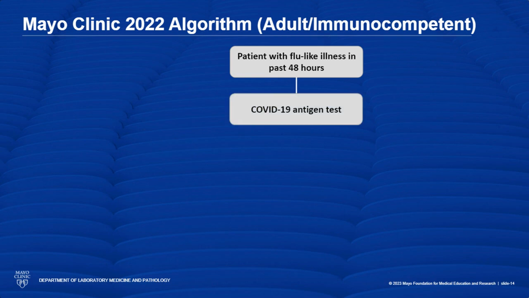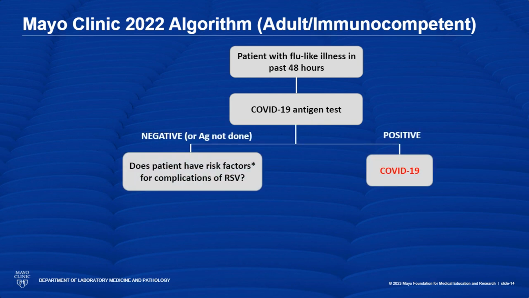If that happened and the individual was an otherwise healthy adult, we would actually recommend that they take a COVID-19 antigen test. Now, if that COVID-19 antigen test was positive, a diagnosis of COVID-19 was made, and they would be connected with their care provider or our COVID-19 care team to determine whether treatment was appropriate for them.